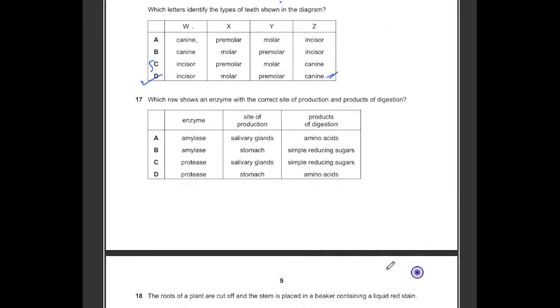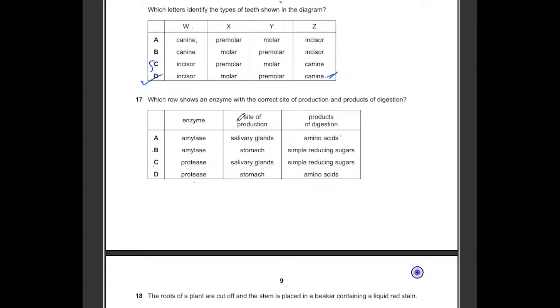Which row shows an enzyme with the correct site of production and product of digestion? Okay, enzyme, amylase, site of production, digestion. Amylase always acts on starch, remember, and the starch should always be converted into sugar, while protein is for amino acids. So we have two options, B and C, amylase, protease. Okay, so the answer is very much clear. It is which one?